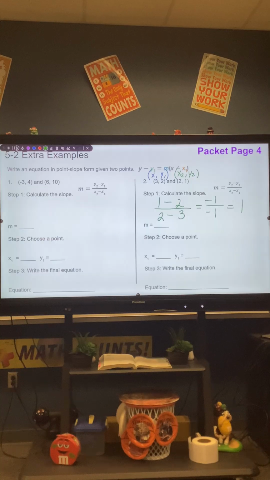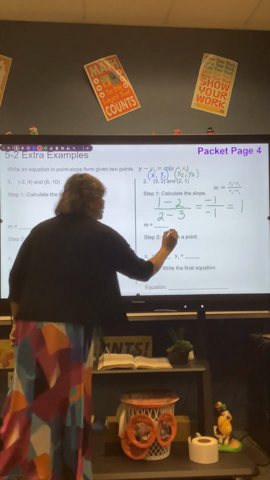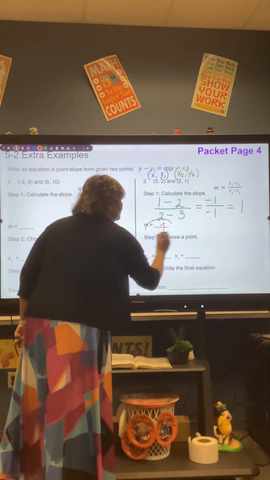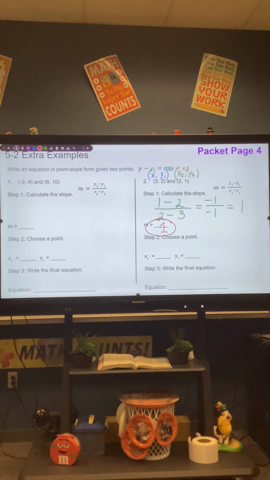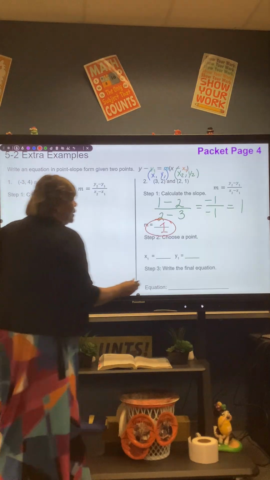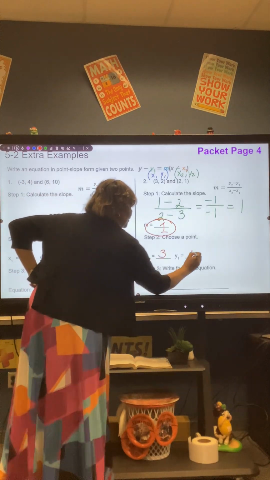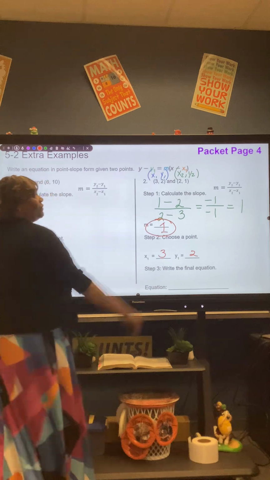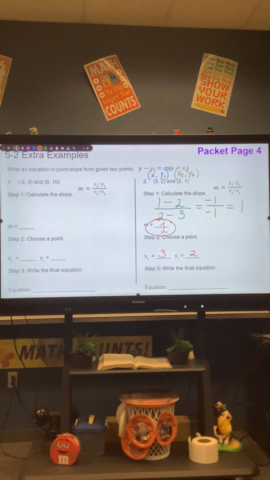Now, part 2. Here we go. It's kind of like 2-stepping. We take care of the slope. Now we have to go get a point. We got a slope. Now we need a point. I'm going to take the first point because that's just what I do. I don't want to get you confused. My x value for the first point is 3. My y value for the first point is 2. So that's why I'm choosing what I choose.